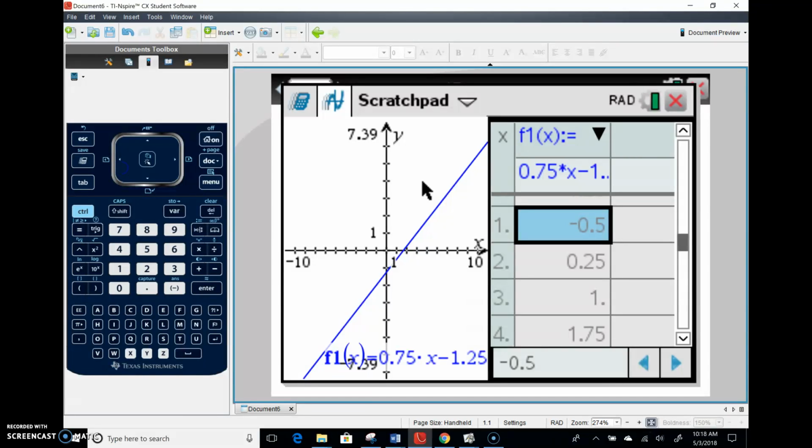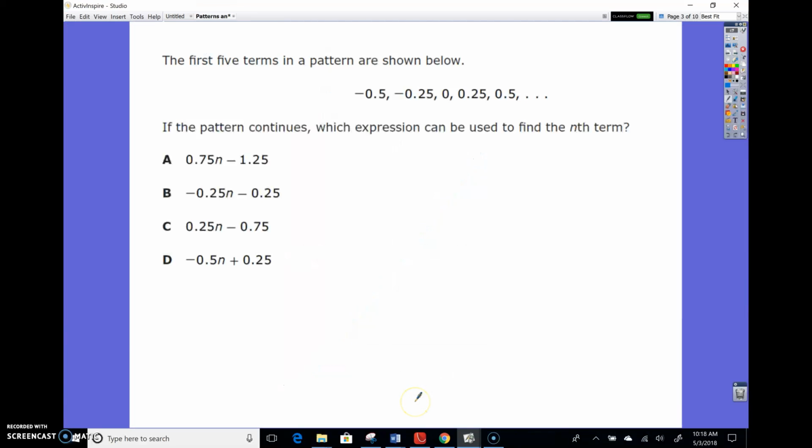Control T gets you 0.5, negative 0.5, 0.25. So let's see if that's the answer. See, this is a negative, so this one is wrong. Okay, I'm going to go to the correct answer, okay? So let's try this one right here, okay?